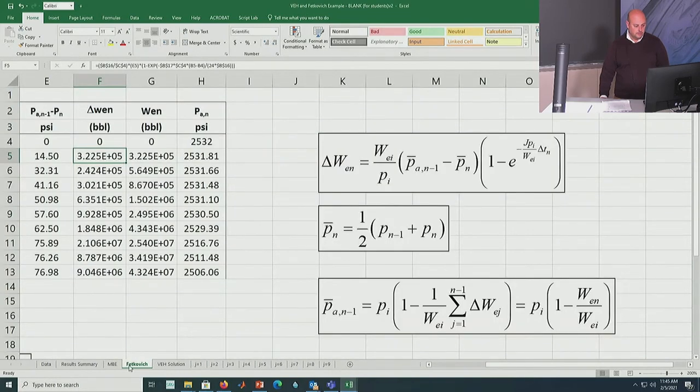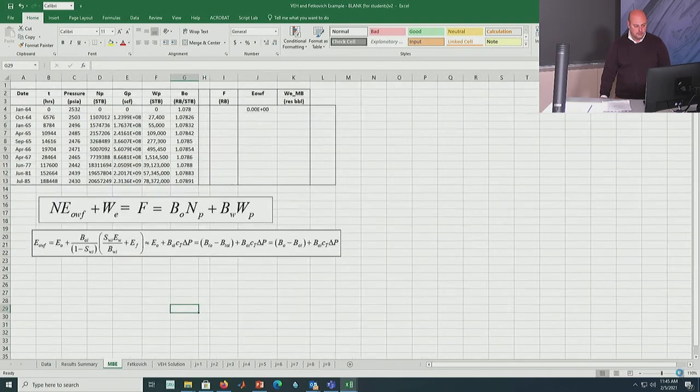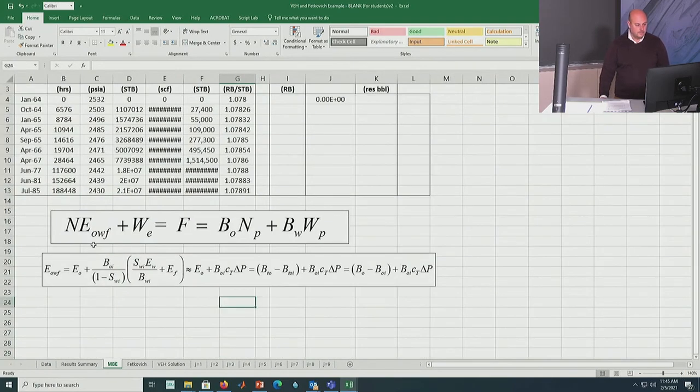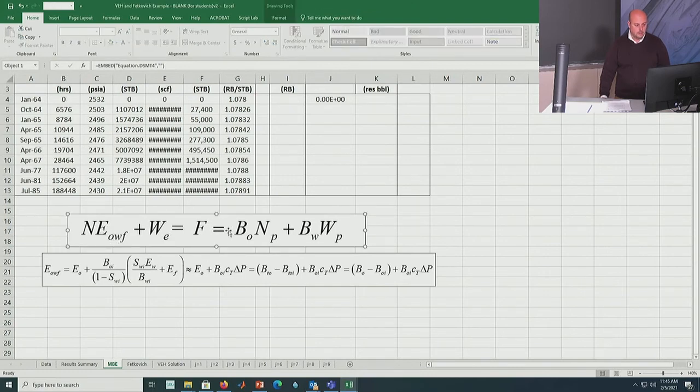So let me see if I go here. How are we going to do that? Well, the material balance is this equation right here. So N times EOWF plus WE is equal to F. And again, we calculated F already. So WE is simply F minus N times EOWF.